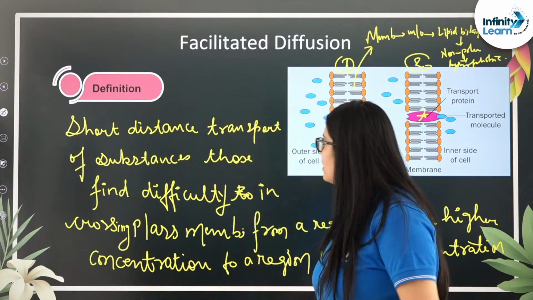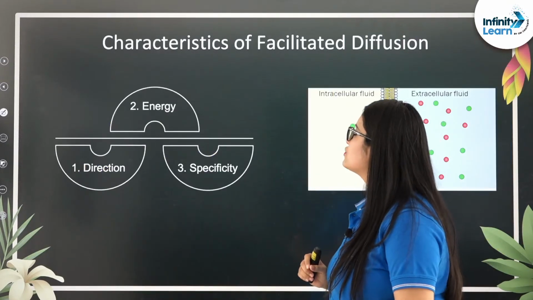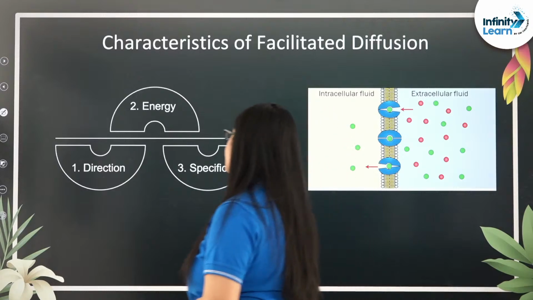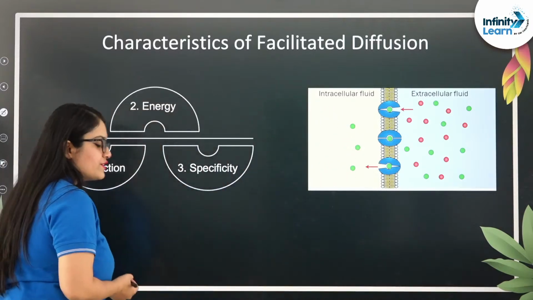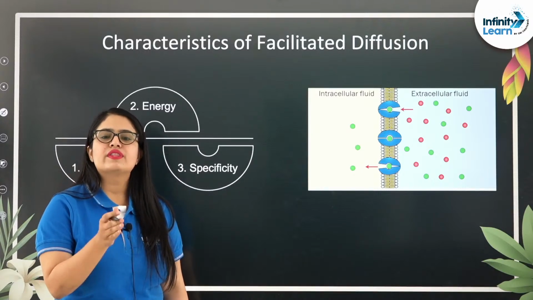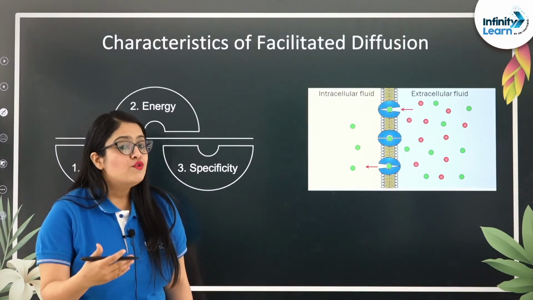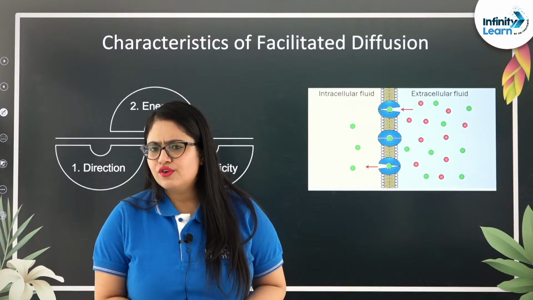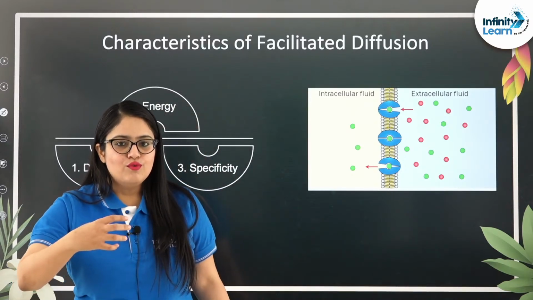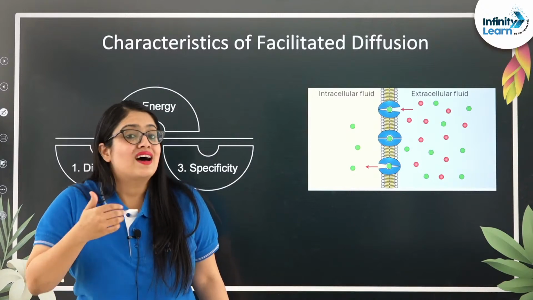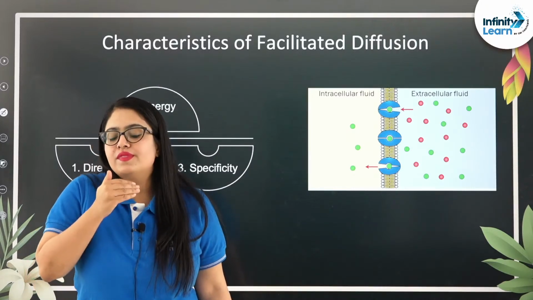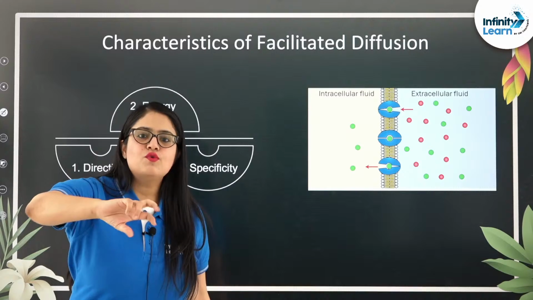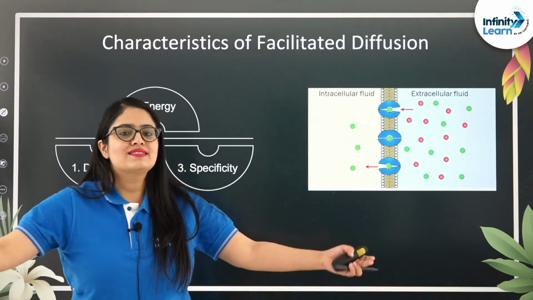Alright, so now I would love to move towards the characteristics of facilitated diffusion, right? Let us talk about the very first, which is the direction. When we talk about direction, students, the substances that are moving with the help of facilitated diffusion move along the concentration gradient, and that is termed downhill movement. What is downhill movement? Whenever substances move along the concentration gradient. What is along the concentration gradient? It means moving from their higher concentration region to their lower concentration region. Such a movement is along the gradient, and such a movement is downhill.